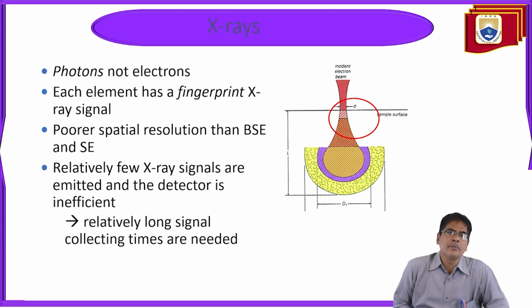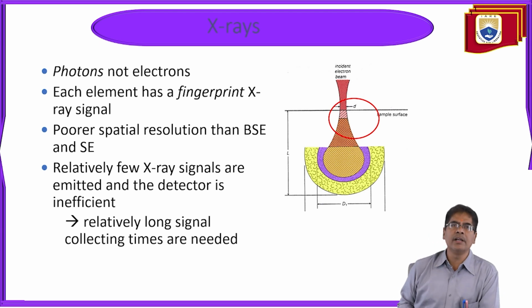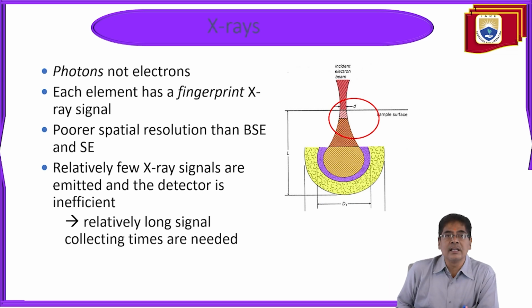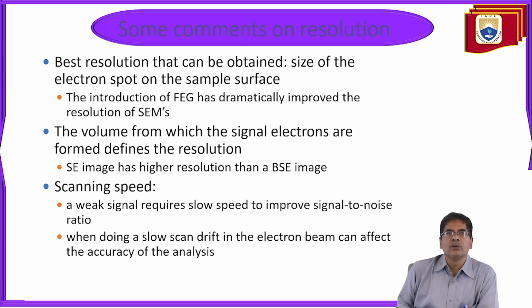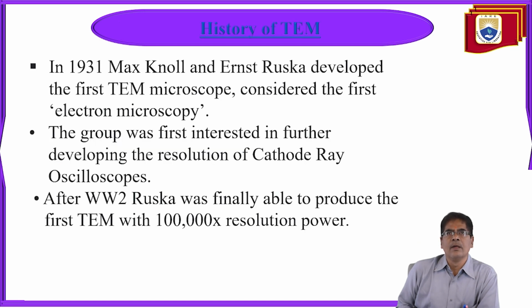Each element has a fingerprint X-ray signal, but the spatial resolution is poorer than backscattered electrons and secondary electrons. Relatively few X-ray signals are emitted and the detector is inefficient. Relatively long signal collecting times are needed. These are some of the comments that are generally raised regarding the resolution. So this is what we have regarding scanning electron microscopy.